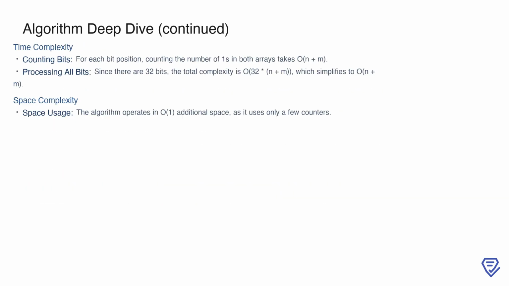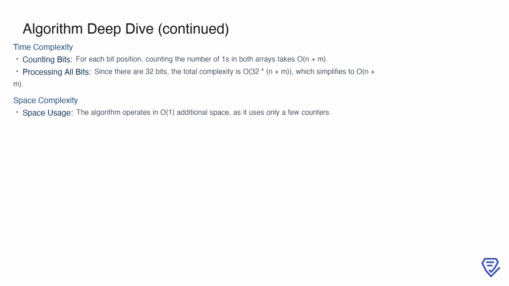The time complexity of this algorithm is determined by the bit counting process. For each bit position, counting the number of ones in both arrays takes O(n plus m) time, where n and m are the sizes of ARR1 and ARR2, respectively. Since there are 32 bits to process, the total complexity becomes O(32 times (n plus m)), which simplifies to O(n plus m), because 32 is a constant. This is a significant improvement over the naive O(n times m) approach.